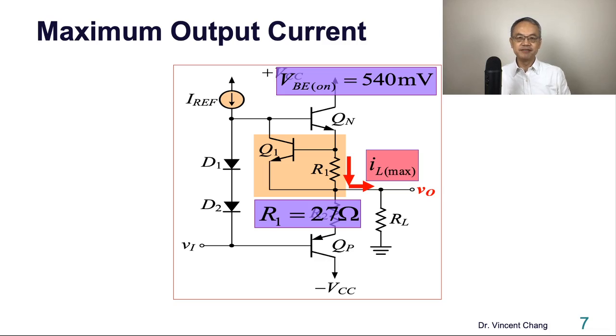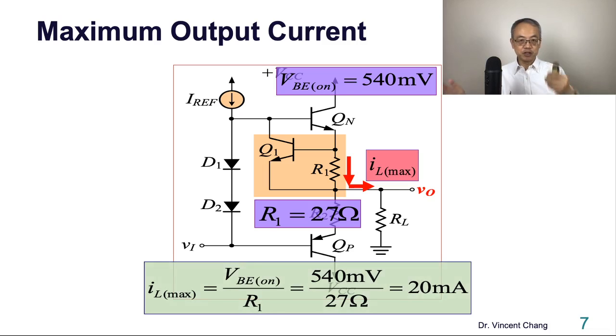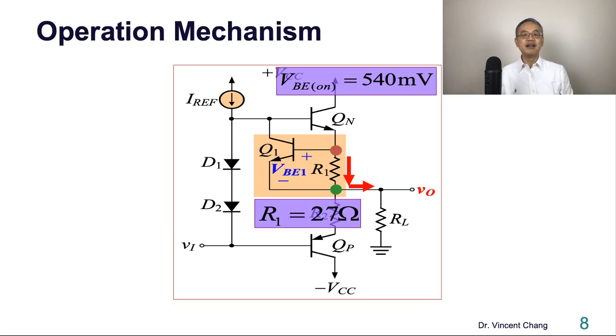Not easy, right? It's not easy. Let me answer the maximum load current first. Maximum output current. It's very easy. You just take 540 millivolt divided by 27 ohm. 20 milliamp. That's it. This is the answer. Why is 20 milliamp the maximum output current?